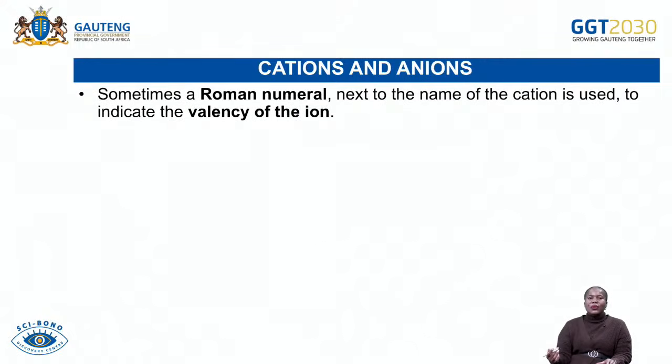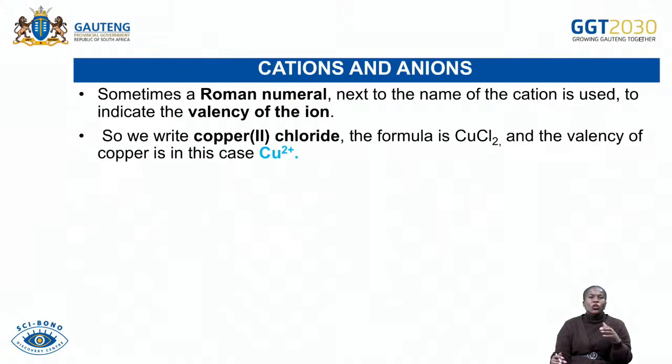Continuing with your cation, you'll see that sometimes we use Roman numerals next to the name of the cation, so we indicate the valency of that specific ion. For example, we have copper chloride with a Roman numeral 2, copper(II) chloride. What does that even mean? It means that the valency of the copper in this case will be 2 plus.